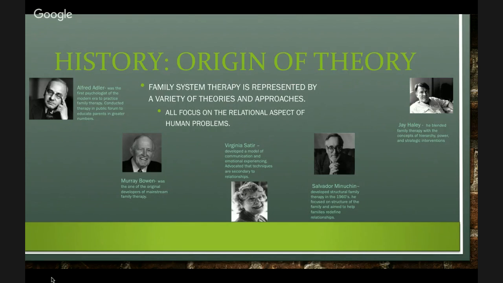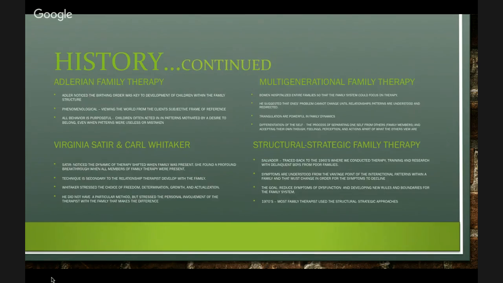Salvador Minuchin developed structural family therapy in the 1960s, and he focused on the structure of the family. He aimed to help families redefine their relationships and how these relationships can decrease anxiety and dysfunction. Jay Haley blended family therapy with the concept of hierarchy, power, and strategic interventions. Throughout this presentation, you will see how family hierarchy and power play a role in the dynamics of relationships.